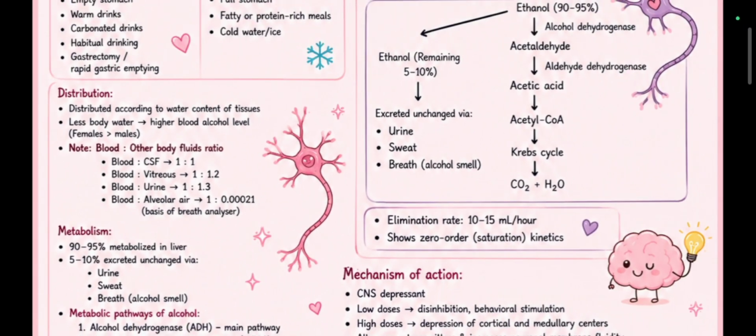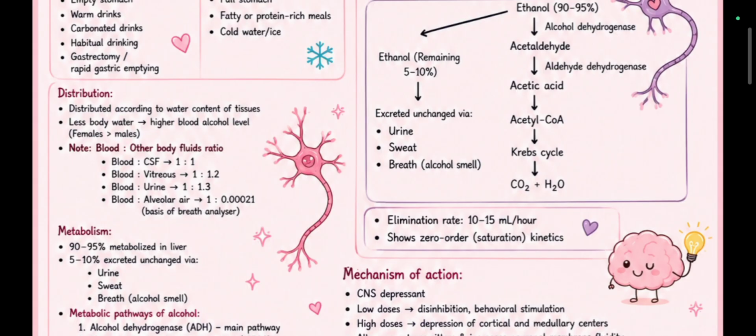Now, one point you have to remember is the ratio between the blood and the body fluids. Very important ratio. Blood to CSF is 1 to 1. That means the amount of alcohol which will dissolve in blood is the same as that of the CSF. Imagine there are two containers, one has blood and one has CSF. Both containers are exposed to the same amount of alcohol, and both will be absorbing the same amount of alcohol. That is why the ratio is 1 to 1.